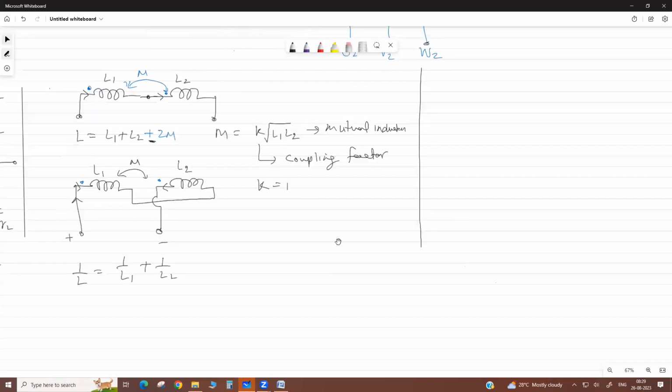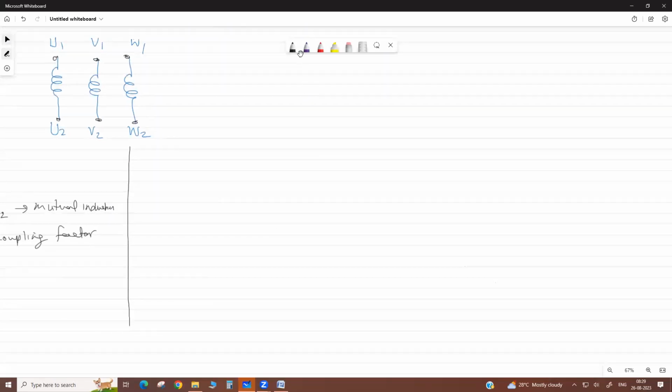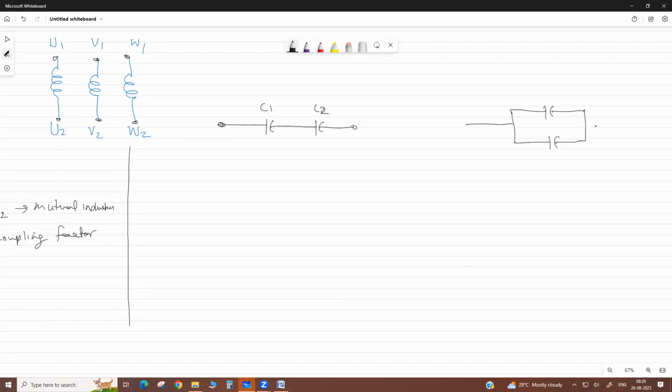Okay. So now we come to the capacitance. See, capacitors are either in series, two capacitors C1, C2. The inductor series parallel is very important. There is a mutual inductance also sometimes, okay? But here there are two capacitors in parallel, C1, C2.